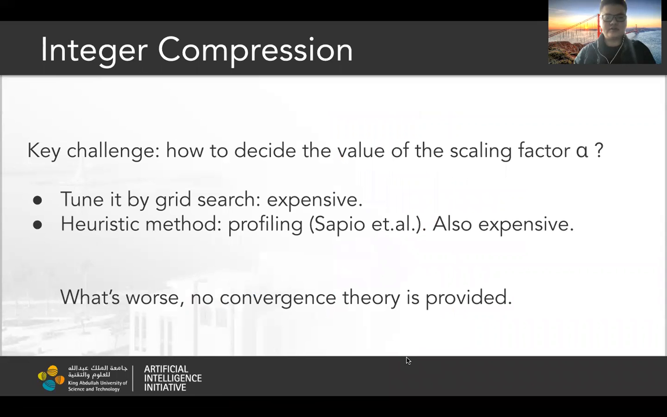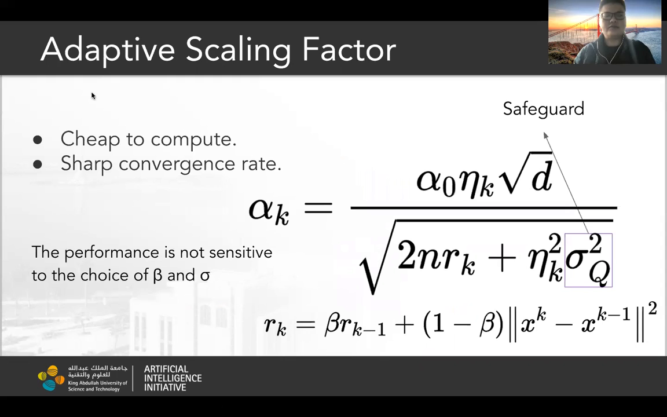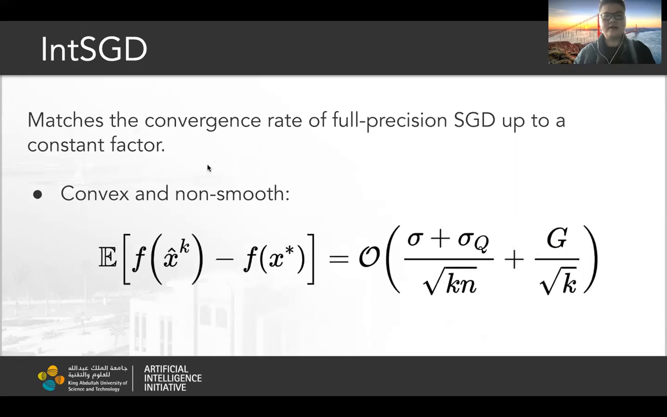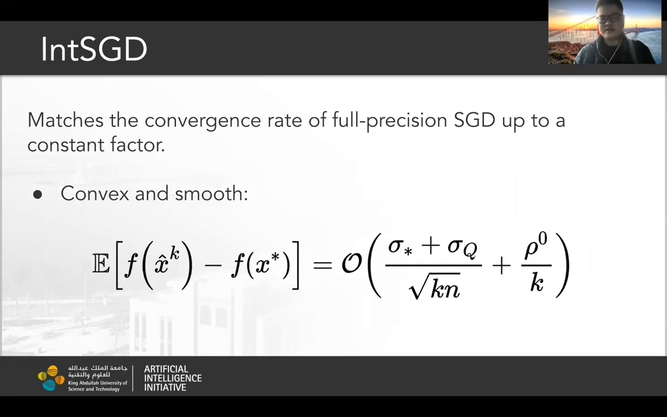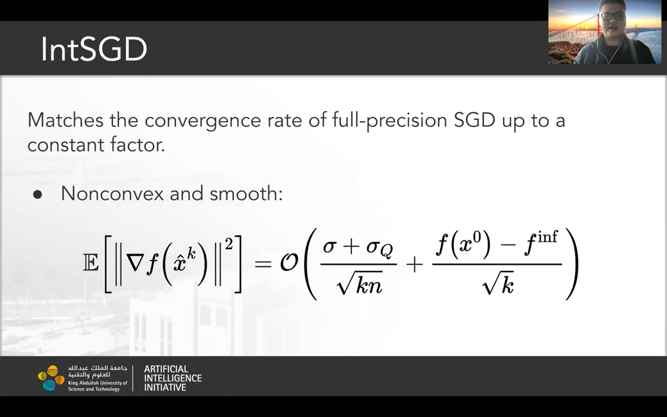So the key challenge is how to choose the value of the scaling factor. We can tune by grid search or use the heuristic method proposed in this paper, but both of them are very expensive and have no convergence theory provided. To solve this, we propose the adaptive scaling factor, which is cheap to compute and also leads to a sharp convergence rate. It matches the convergence rate of full-precision SGD up to a constant factor in the convex non-smooth case, convex and smooth case, and non-convex and smooth case.